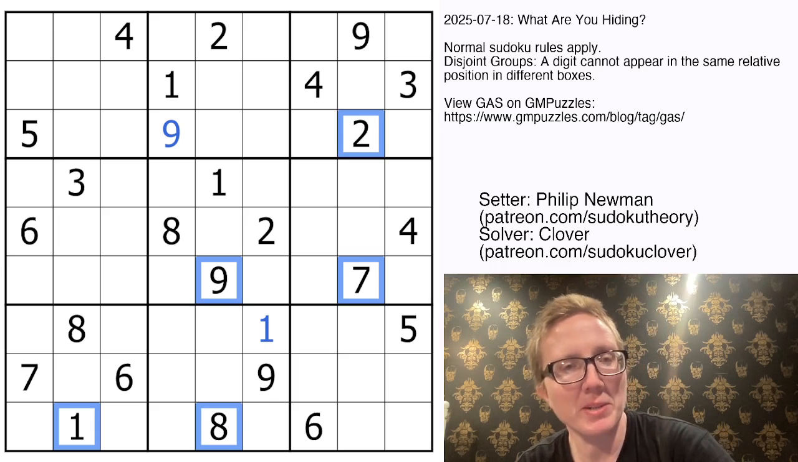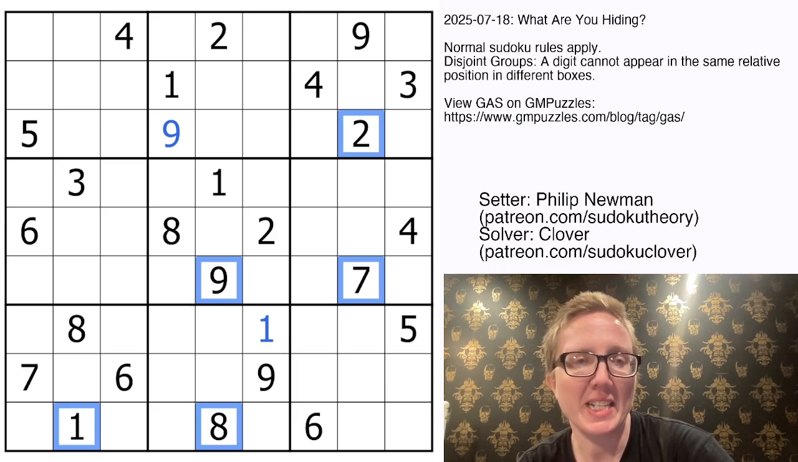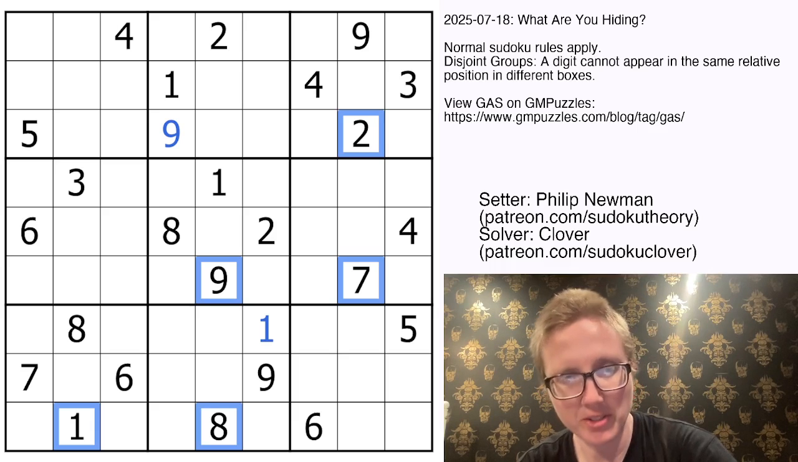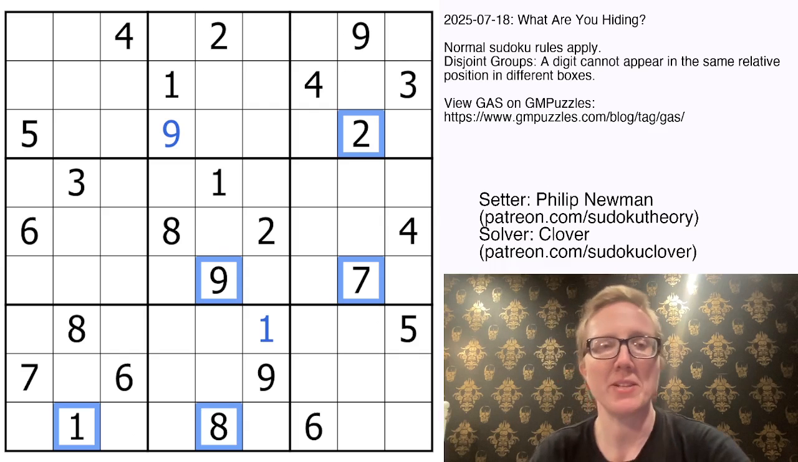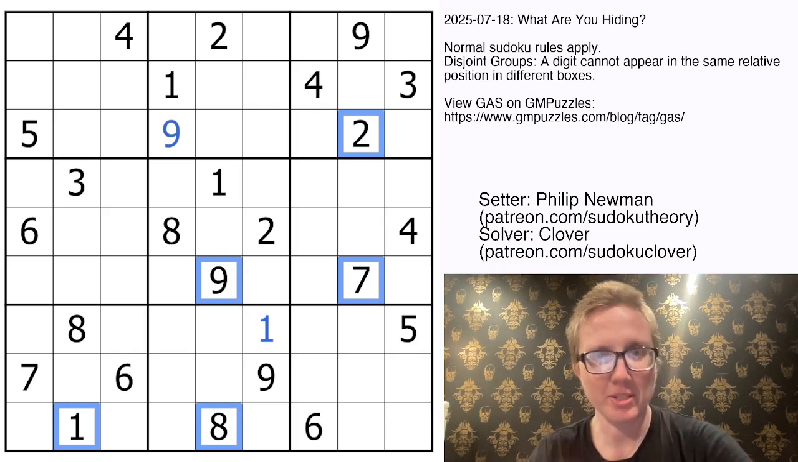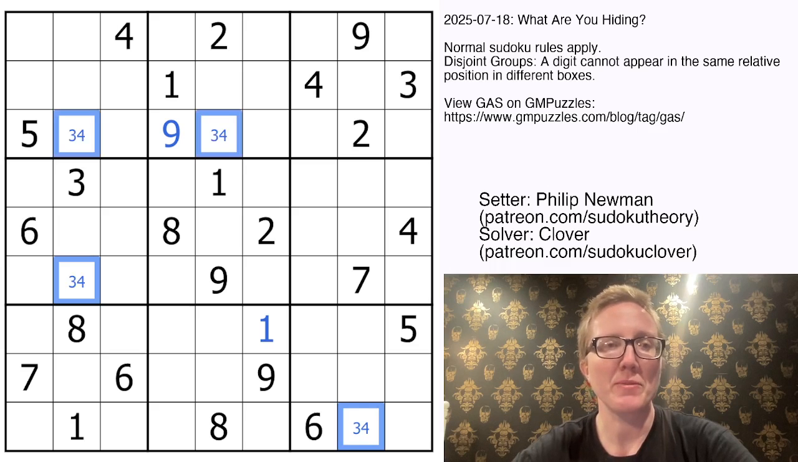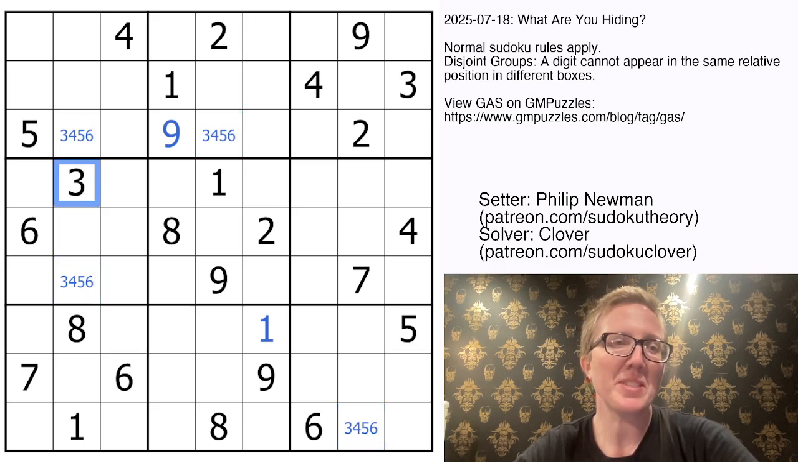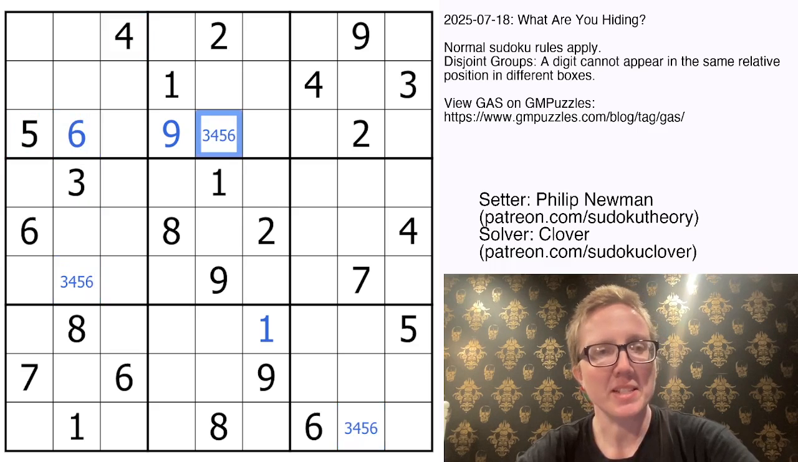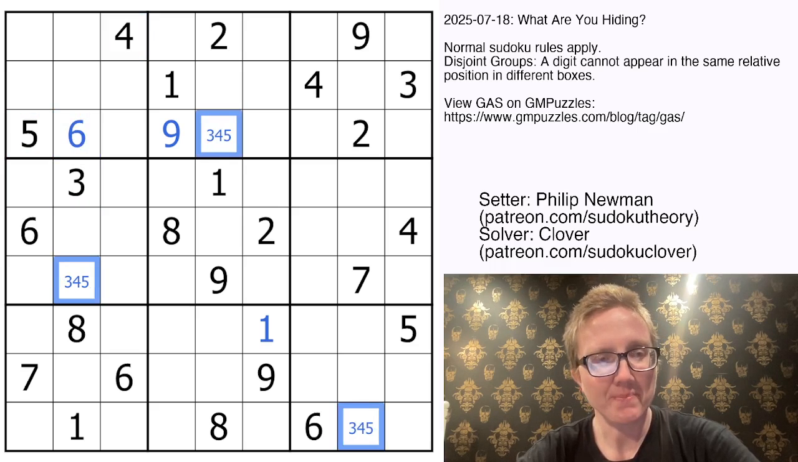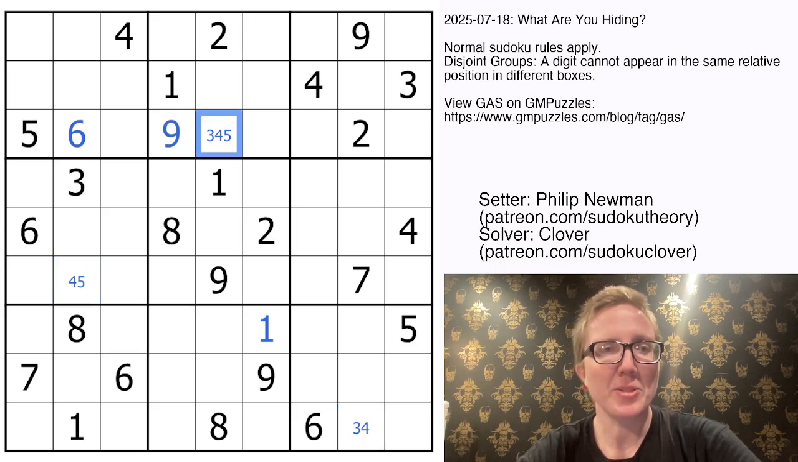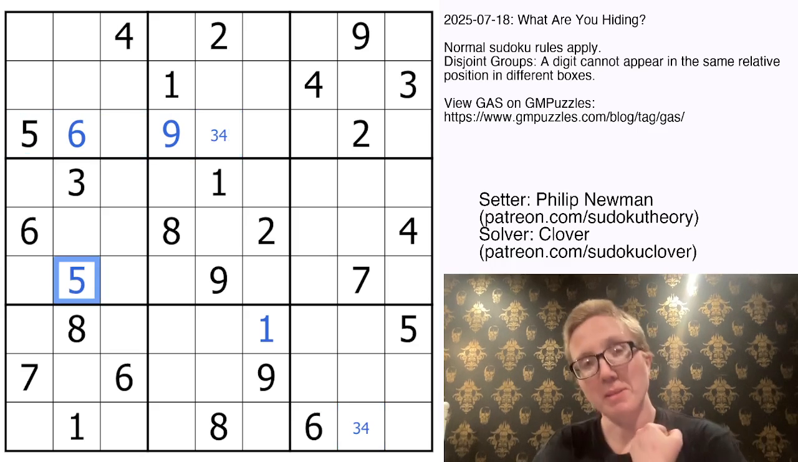So for example, here we already have 1, 2, 7, 8, and 9 as bottom center cells. So we can't have 1, 2, 7, 8, or 9 in any other bottom center cells in any of the other regions. Meaning that these 4 cells can only ever contain 3, 4, 5, and 6. Well, this one sees a 3, 4, and 5. So that's going to be a 6, which rules 6 out of these other cells. That can't be a 3 because it sees the 3. That can't be a 5 because it sees a 5, and this also can't be a 5 because it sees a 5, so that's going to be the 5.